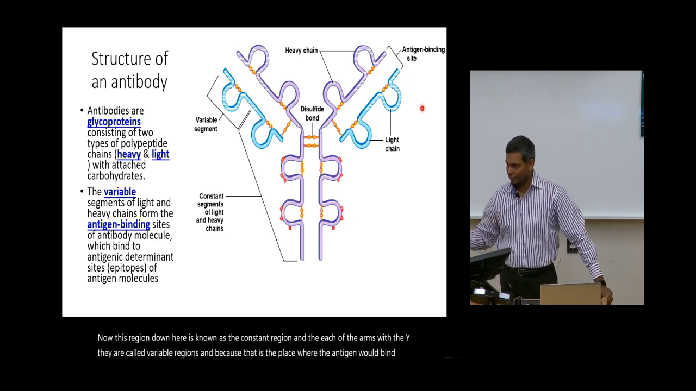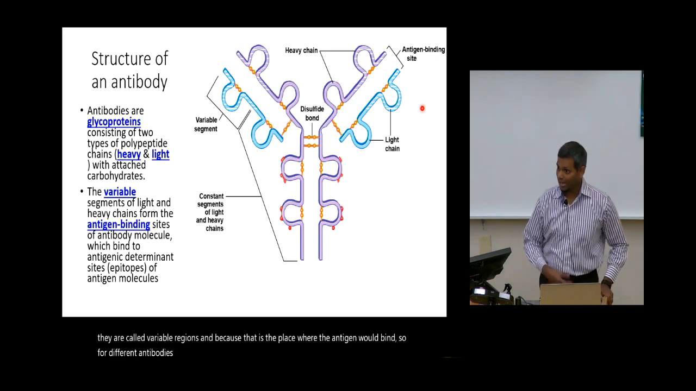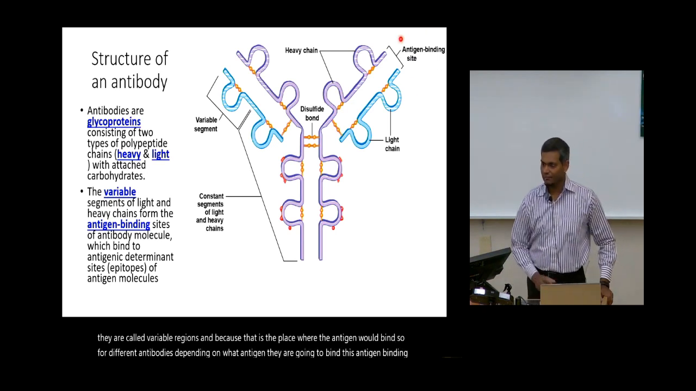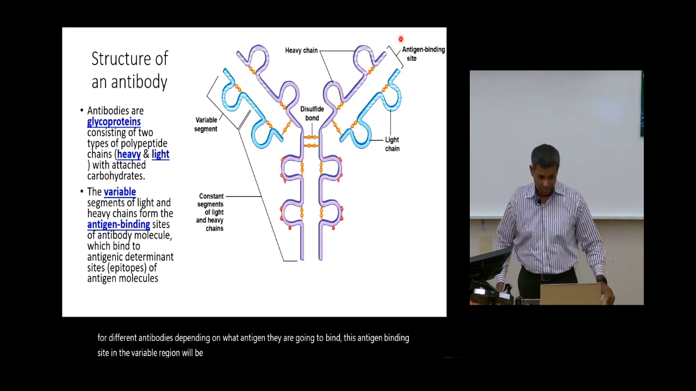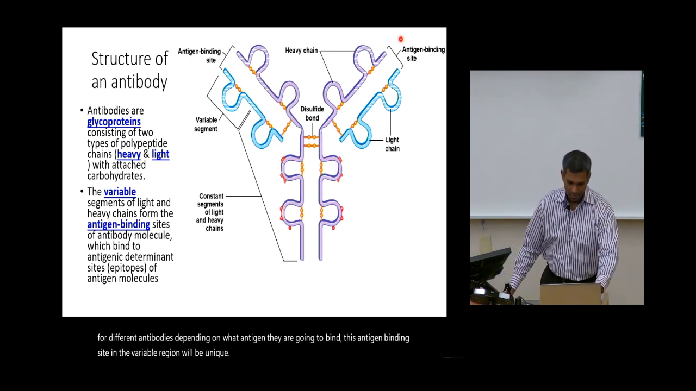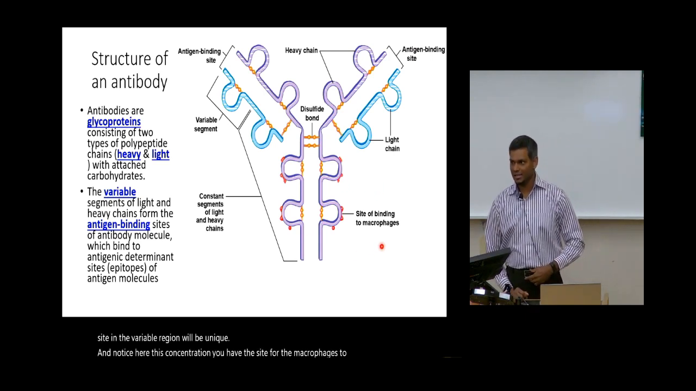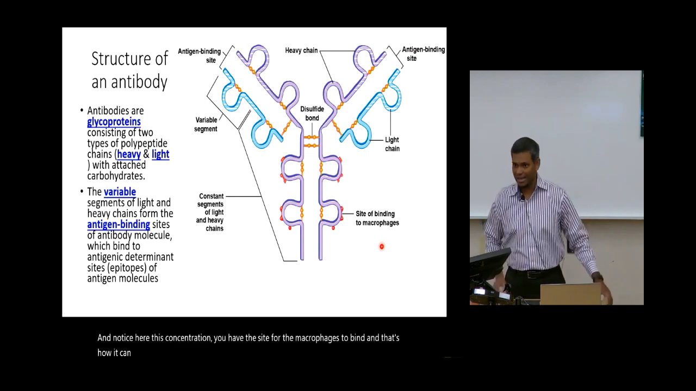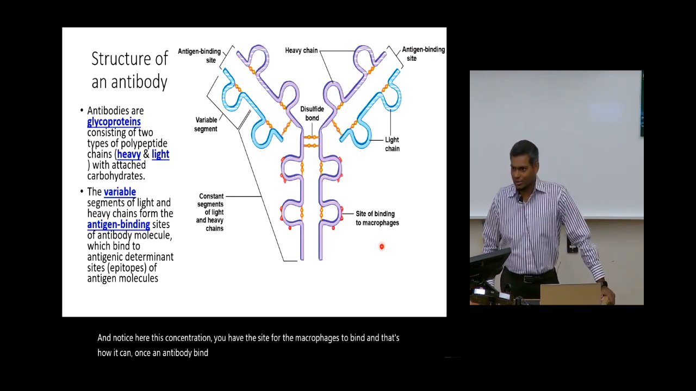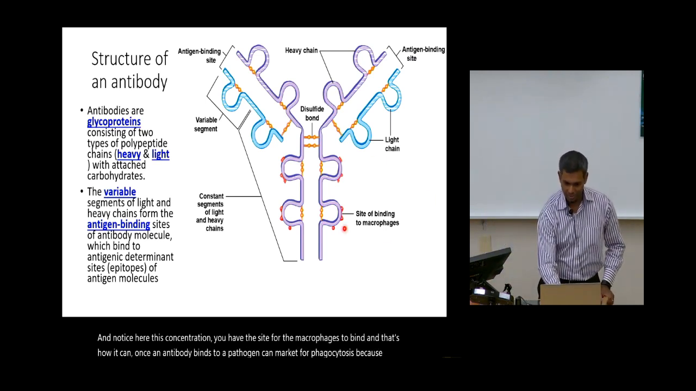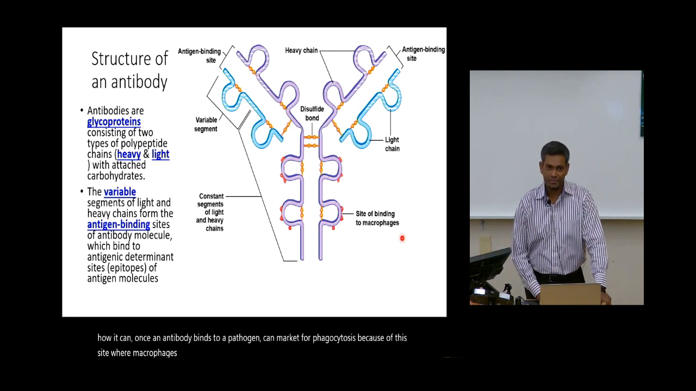So for different antibodies, depending on what antigen they are going to bind, this antigen binding site in the variable region would be unique. And notice here in this constant region you have the site for the macrophages to bind, and that's how, once an antibody binds to a pathogen, it can mark it for phagocytosis because of this site where macrophages can identify it.